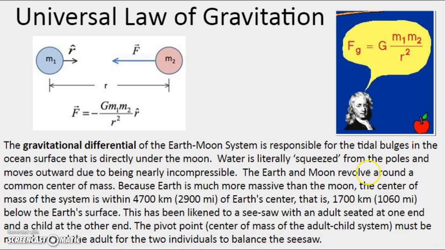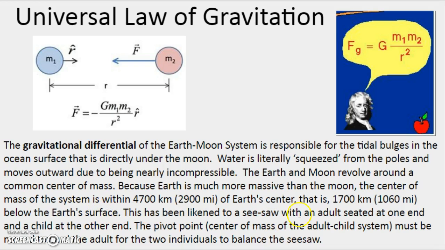The Earth and Moon revolve around a common center of mass. We'll talk about this very soon. It's called the barycenter. Because Earth is much more massive than the Moon, the center of mass of the Earth-Moon system is within about 4,700 kilometers or 2,900 miles of Earth's center, which is about 1,000 miles below the Earth's surface. In other words, the center of mass of the Earth-Moon system is within the Earth.